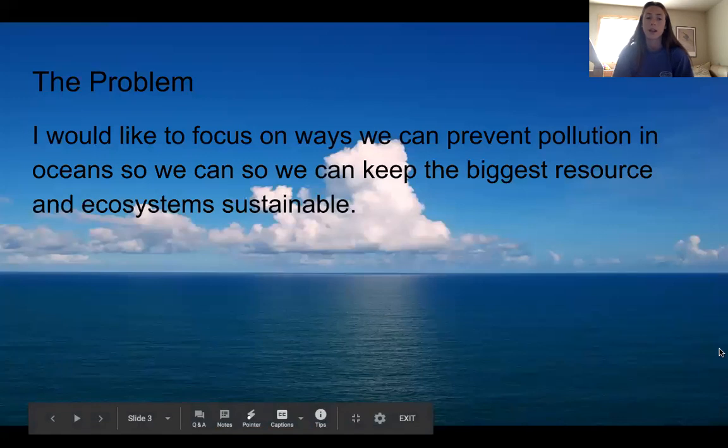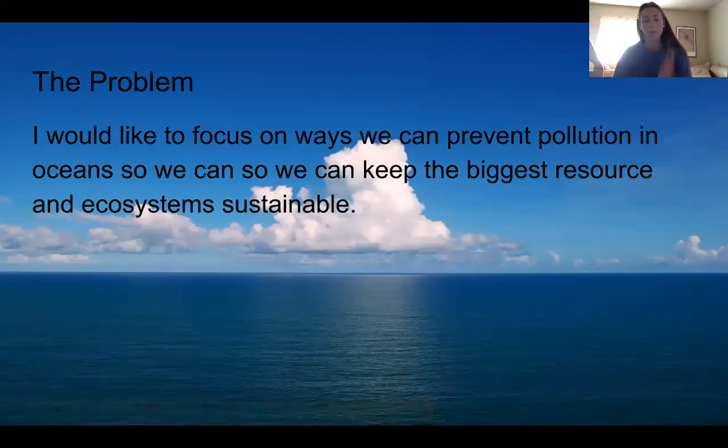This is kind of the problem. I would like to focus on the ways that we can prevent pollution in oceans, so we can keep this big resource that was given to us, and keep all the ecosystems sustainable.